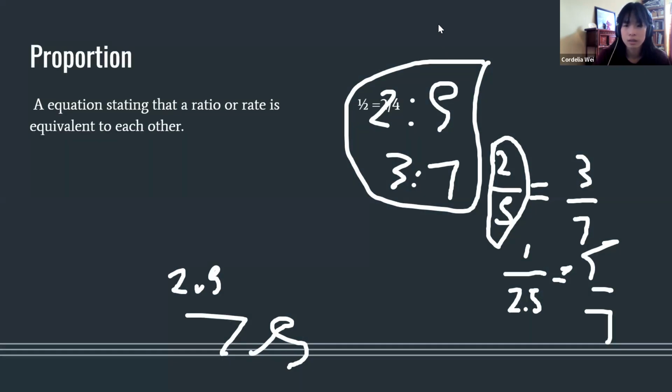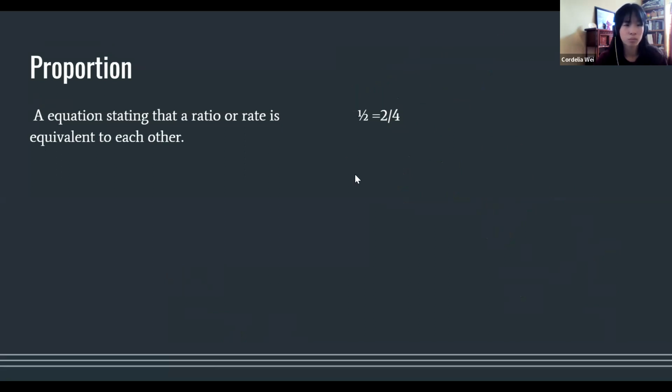Oh wait, I forgot to clear all my drawings. Okay, so we learned about non-proportionality. Now we're learning about proportions. A proportion is basically a ratio or rate that is equal to another. So what I said is a proportion is an equation stating that a ratio or rate is equivalent to another, like 1 over 2 and 2 over 4.